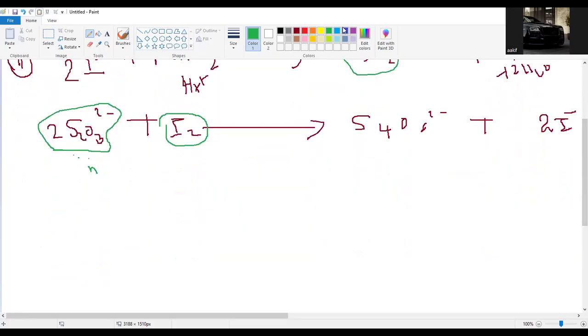Now look at procedure 3. So go through the question. You have the question, right?